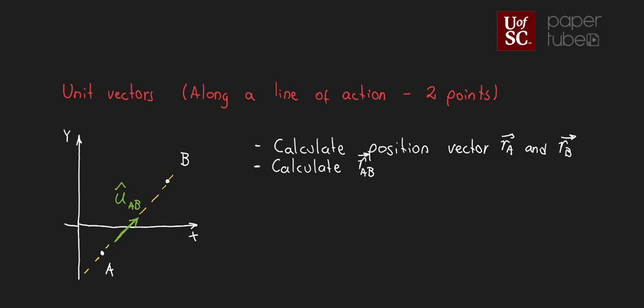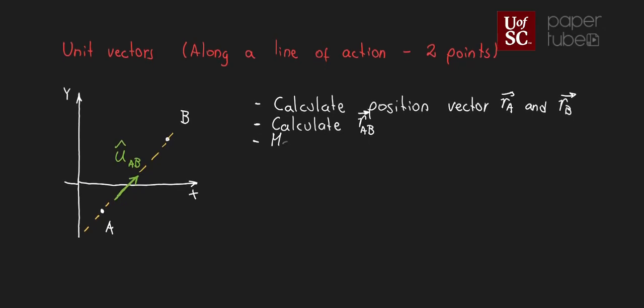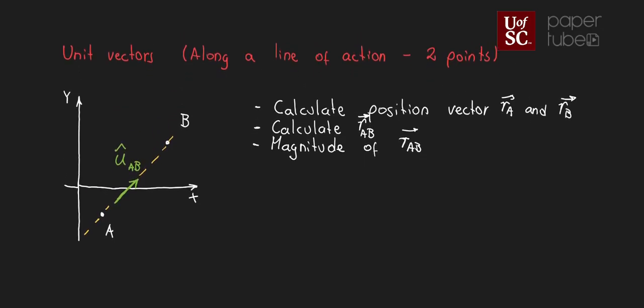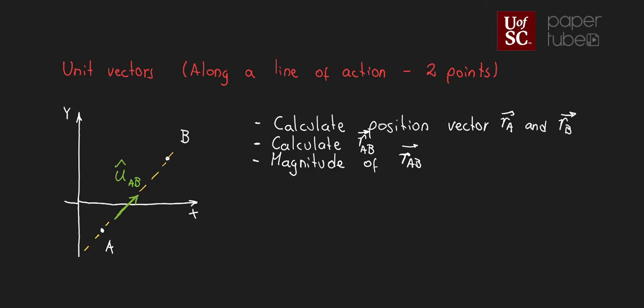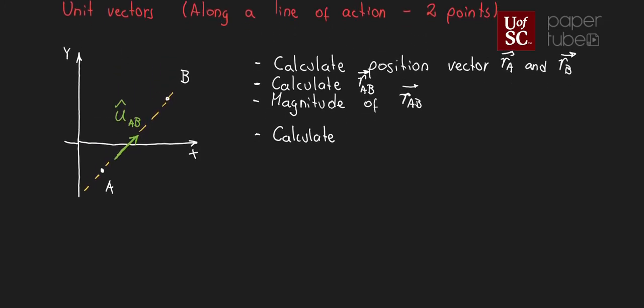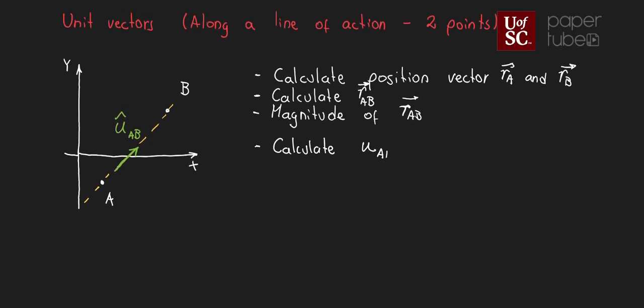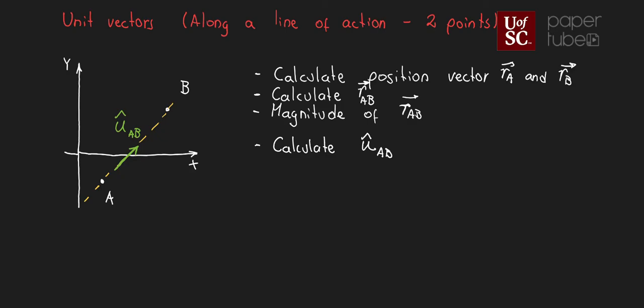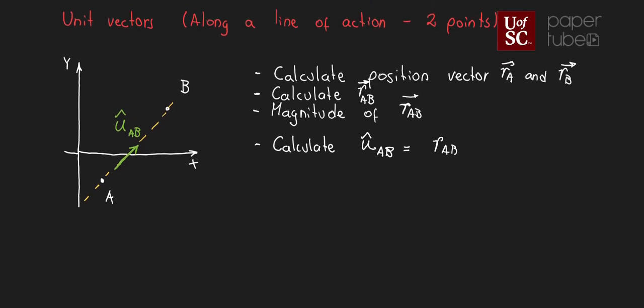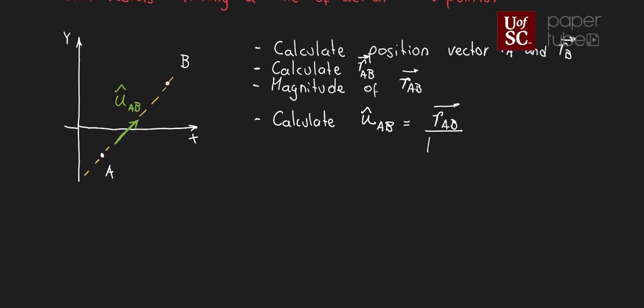Now that we have the position vector AB, the next step is to calculate the magnitude of RAB. And once we have that magnitude, what we need to do is to finally calculate our unit vector AB as my RAB over the magnitude of that vector.